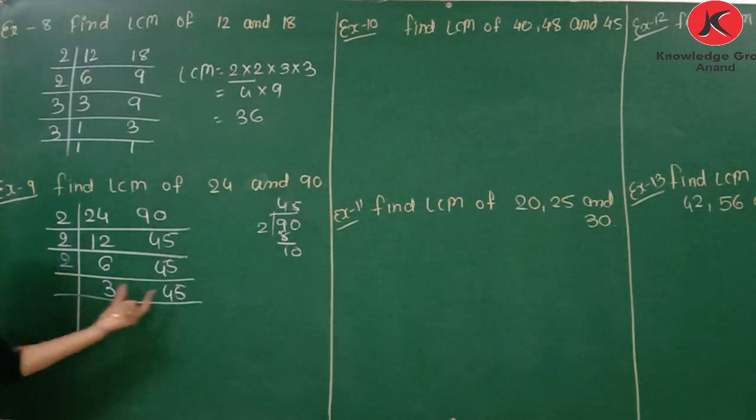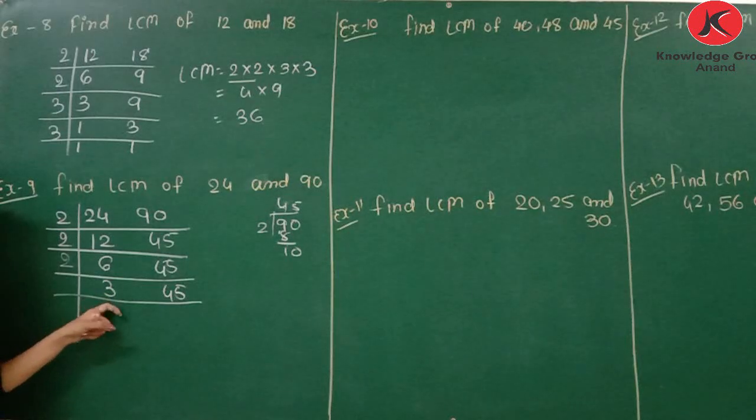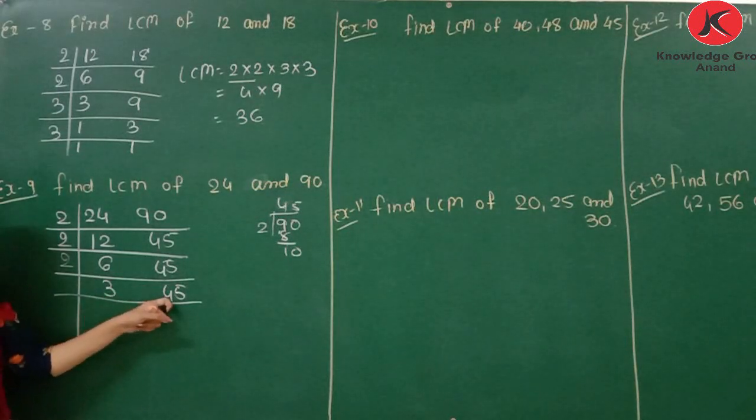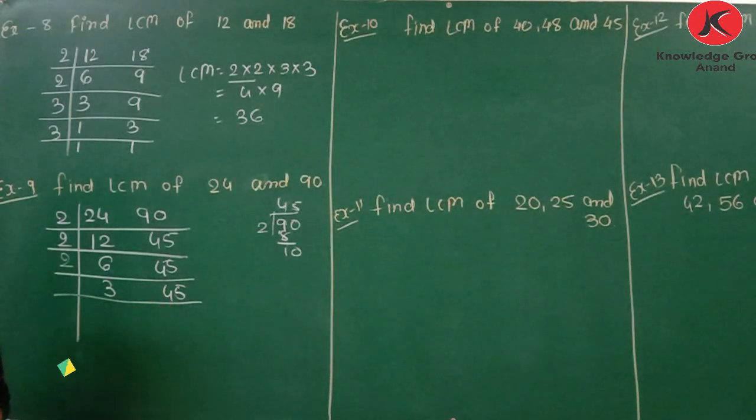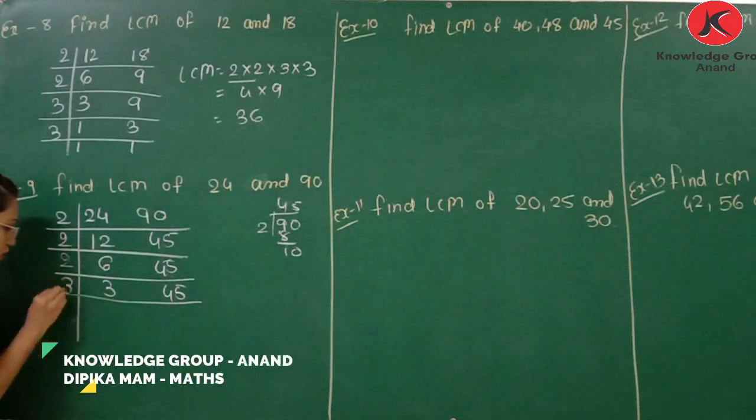So take the next number. Is it divisible by 3? Yes, this number is divisible by 3 and this number is divisible by 3. Yes, 15 3s are 45. So you can start with 3.